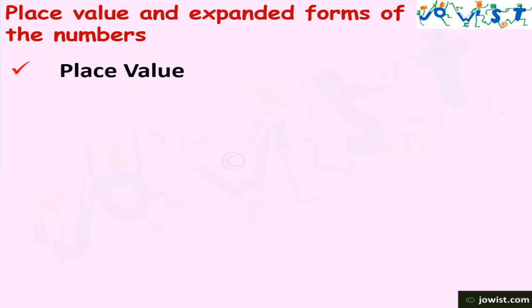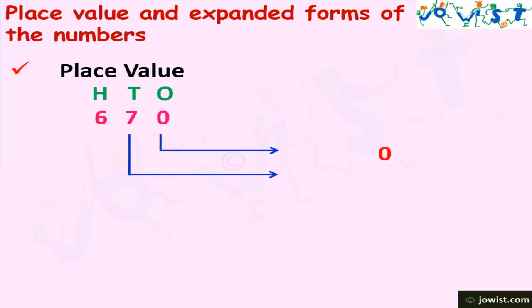Let's take one more example. We have a number 670. Here 0 is in the ones place, 7 is in the tens place and 6 is in the hundreds place. If we talk about the value of the digits, as there is no digit in the ones place, so we will write 0 here. There are 7 tens, so we will write 70.